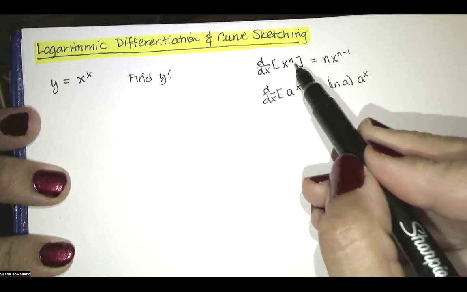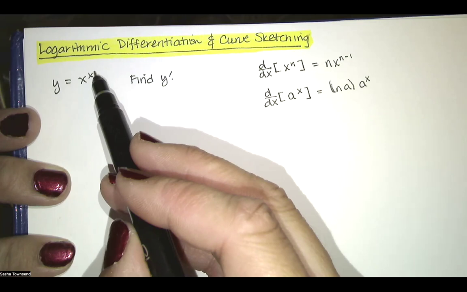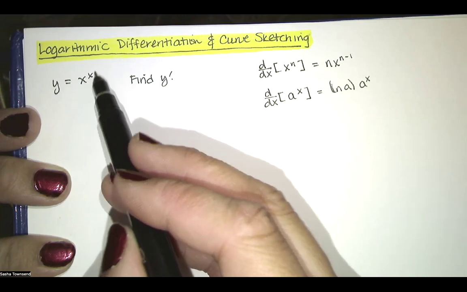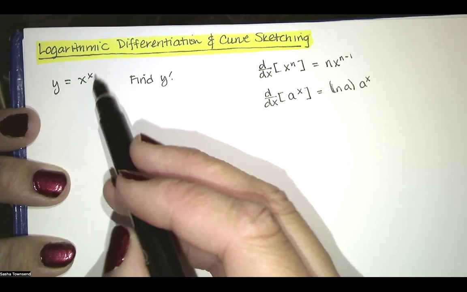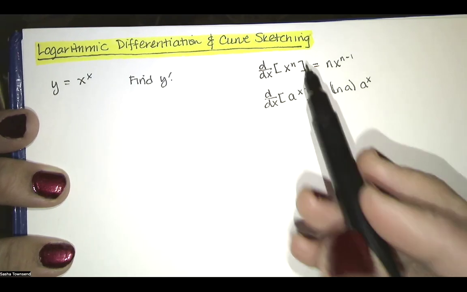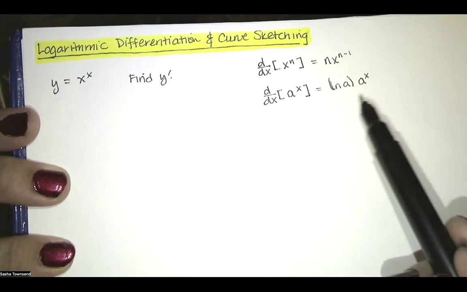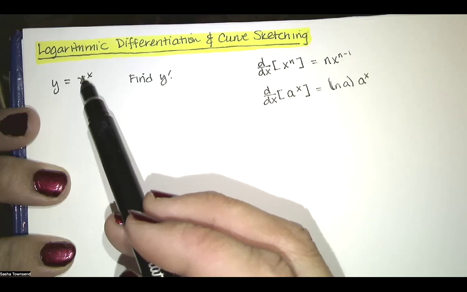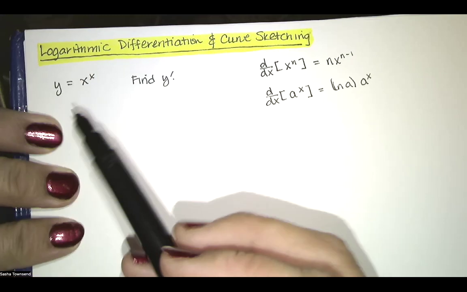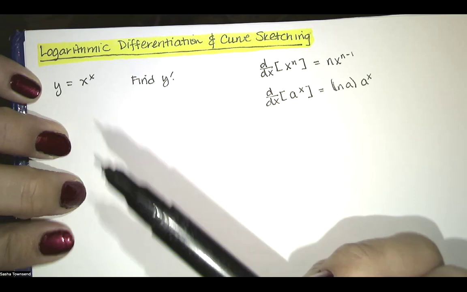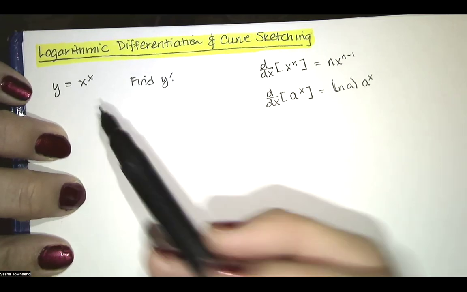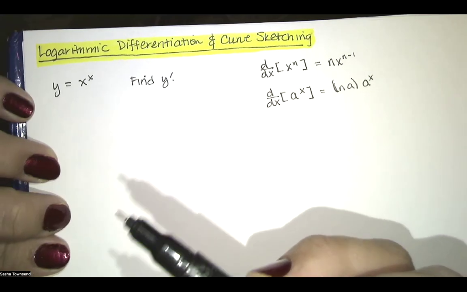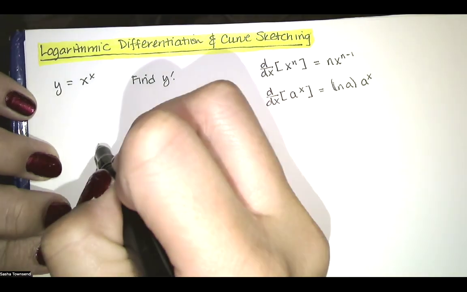But this rule doesn't apply because we have an x value here, a function that varies with x as opposed to just a real number. And then this rule doesn't apply because we've got a function of x here as opposed to just a real number. So you might say, how can I find the derivative of something like this? Well, it turns out we can compute the derivative relatively easily. We're just going to take the logarithm of both sides.